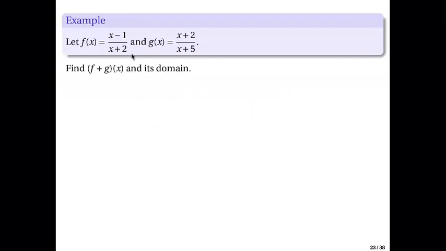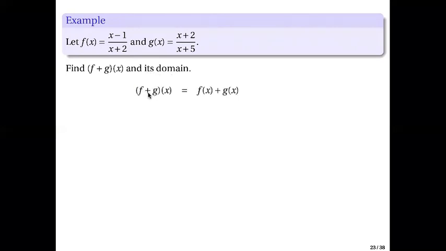Next, you have f of x, same function f of x as before, x minus 1 over x plus 2. The function g of x is x plus 2 over x plus 5. Now you want f plus g of x, so you want the sum of f and g. Okay? And you also need to find the domain.